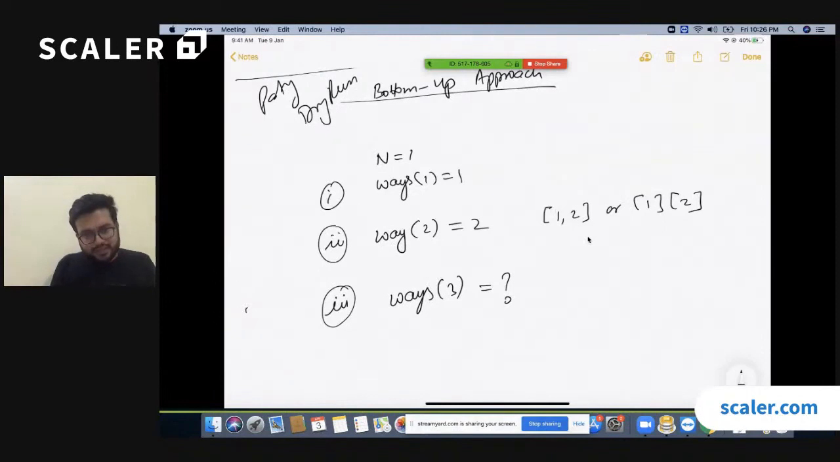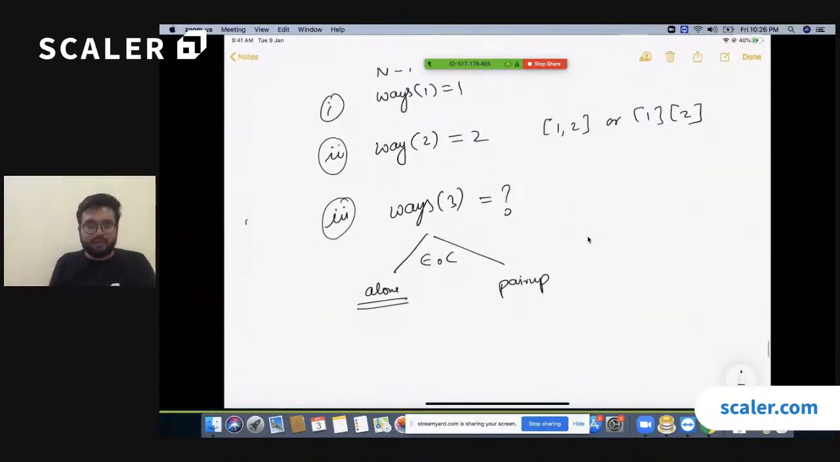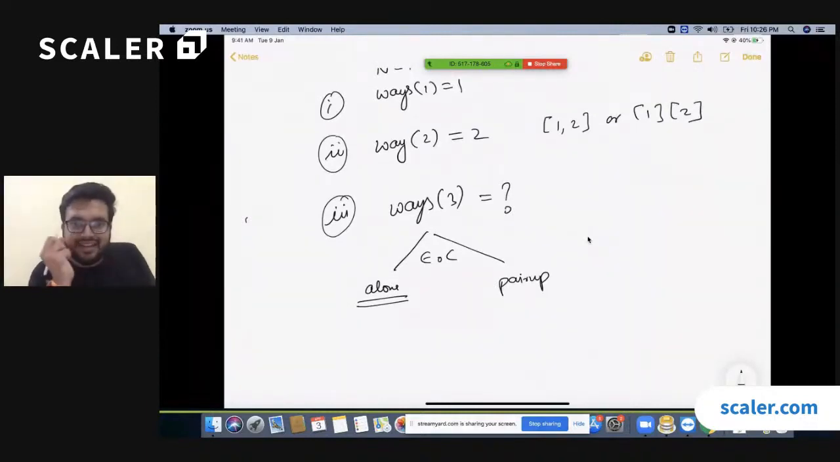Now the third person comes. The element of choice that this person has is either to enjoy the party alone or to pair up. If he decides to enjoy the party alone, the number of ways for 2 people to enjoy the party would still remain, because those 2 are still in the party, and this third person is just going and tagging along all alone.